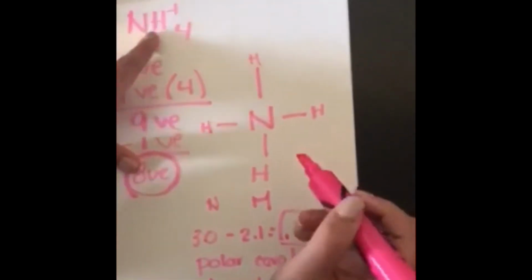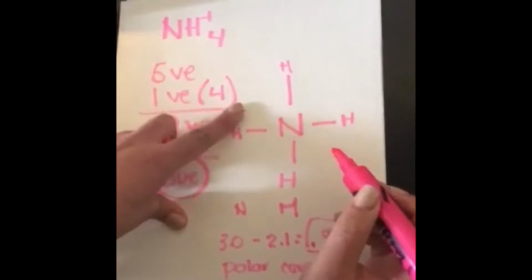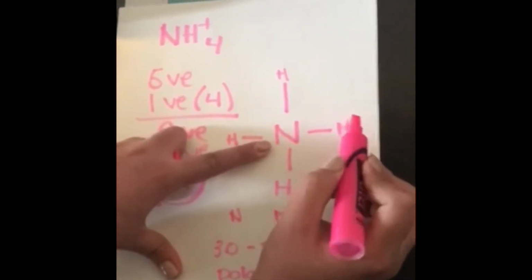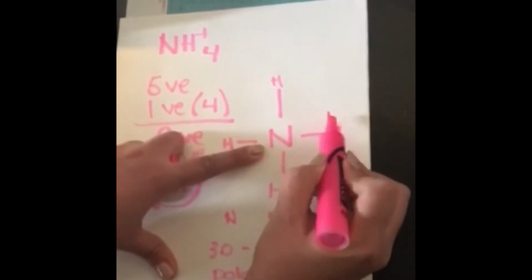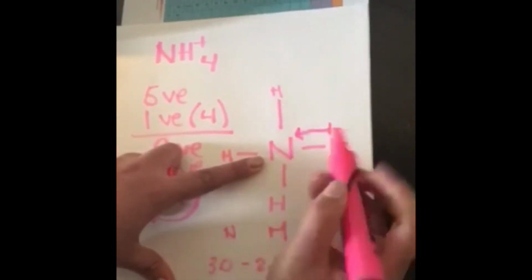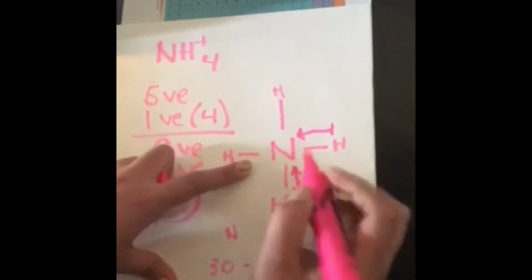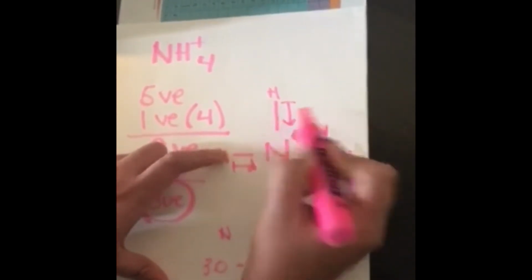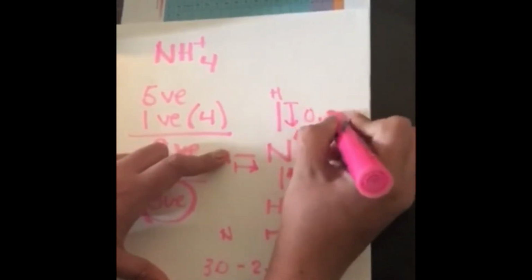And then next we'll do our vectors towards least to most electronegativity. Our vector from hydrogen goes towards nitrogen for all four, with values of 0.9.